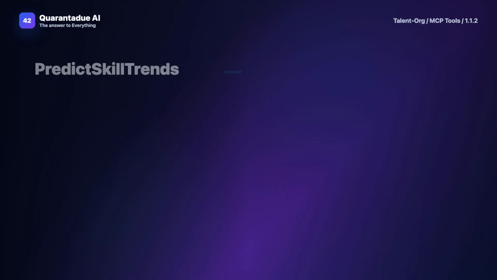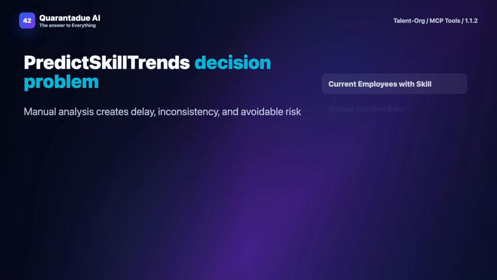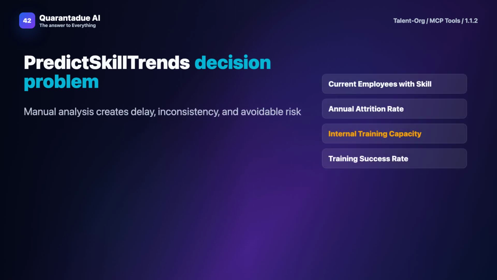The problem is that talent org teams often manage this workflow with scattered inputs, inconsistent review rules, and manual interpretation. Predict skill trends narrows that process into a repeatable model so teams can compare cases without rebuilding the logic each time. Predict skill trends starts with a defined input contract.